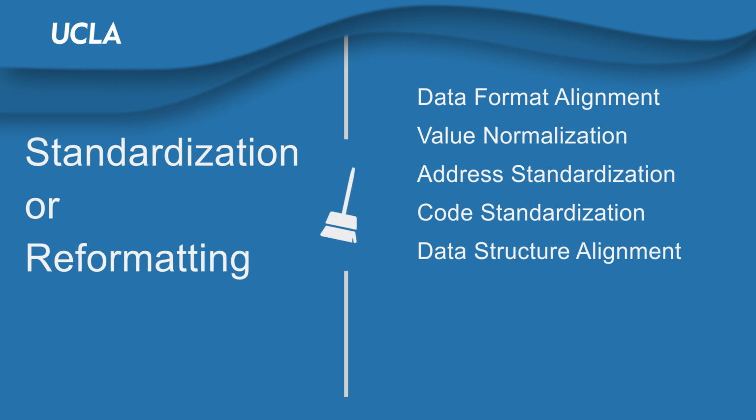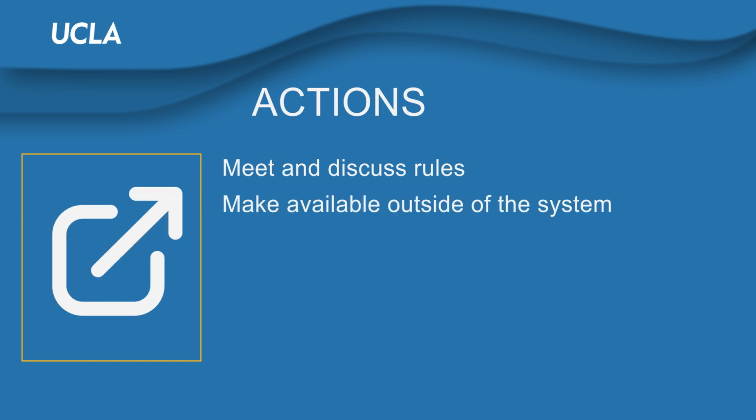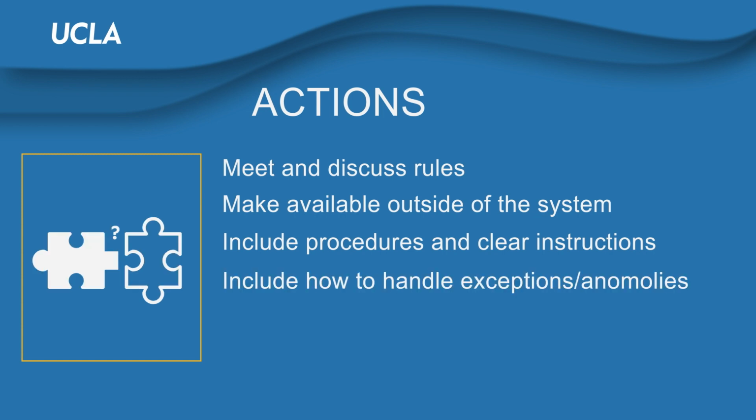When standardizing or reformatting any of the above, remember to keep in mind the first 4 data cleansing tips. Meet with your team to discuss some standardization rules. Let's say you want to do this for the way addresses are written. Make sure that the rules you or your team create reflect a convention that can be used across the system. Make those rules available outside of the system. Include procedures that contain clear instructions on how to apply the standardization rules, handle exceptions, and address data anomalies.